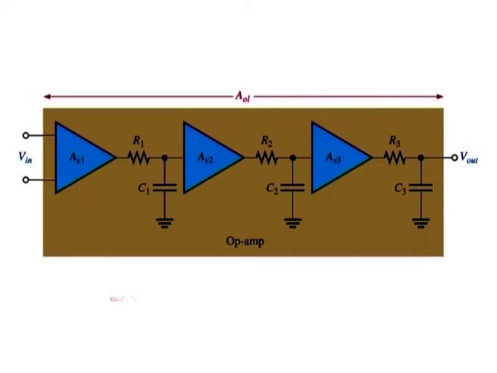As an example, a 3-stage op-amp is represented in figure A and the frequency response of each stage is shown in figure B.